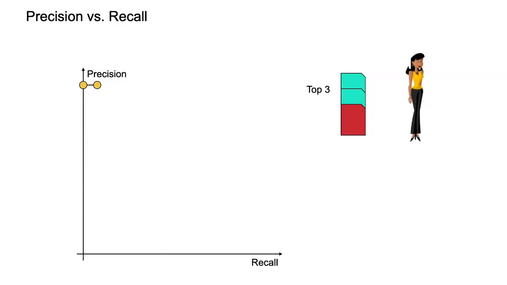So what happens to the precision? Now the precision is 67%, right? Exactly. And the recall is unchanged. So this is what happens. When I have something that is non-relevant, I just go down like this. Now if I have another non-relevant document, my precision is 50% and the recall is the same.